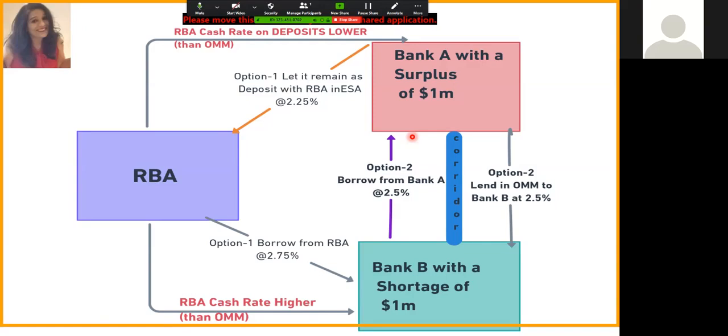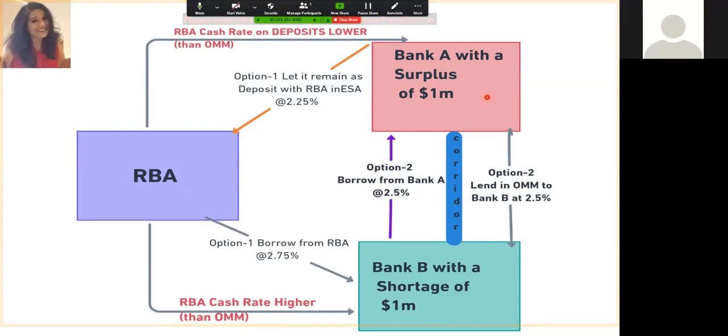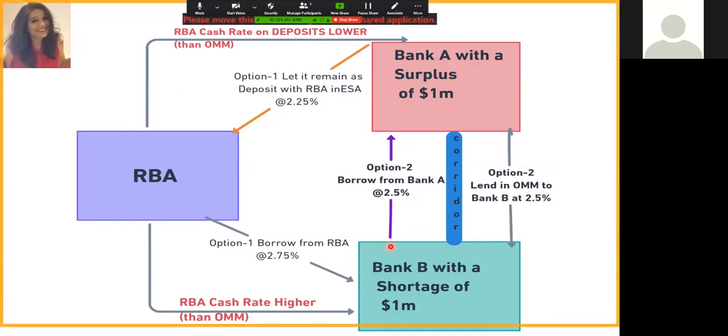So how does the corridor get to be built with this? When I'm talking about the options that the banks have, a bank with a surplus has an option of leaving this money as a deposit with its own bank, that is the Reserve Bank, or lend it out. Likewise, Bank B, if it has a shortage, has the same option like an individual: borrow from the Reserve Bank or from the overnight money market. And in this overnight money market, you also have Bank A, right?